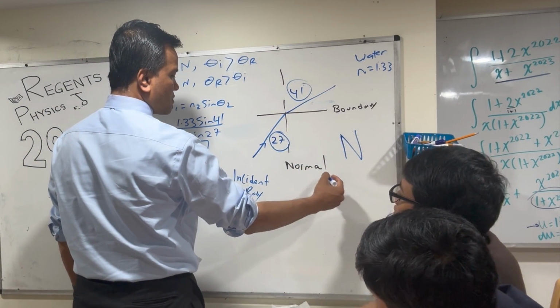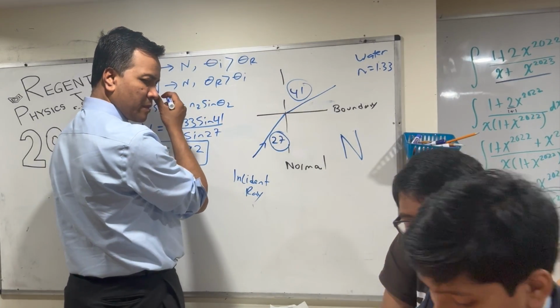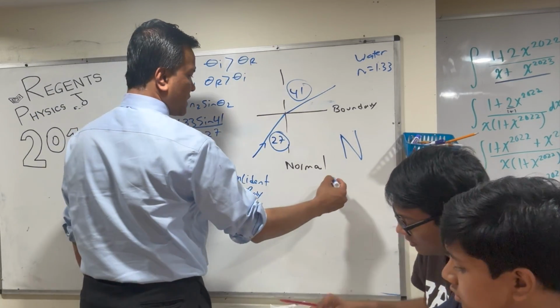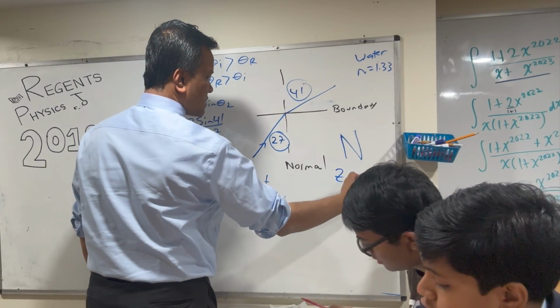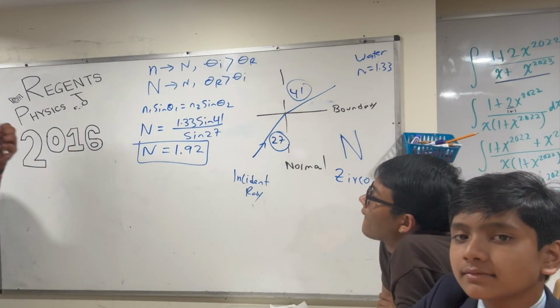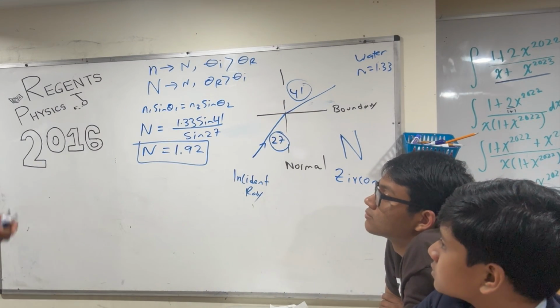Would you be able to tell me what medium this one is? That's a mineral, but we don't know. Look at page number 2 or 3. Oh, come on. 1.92 is zircon, like zirconium. Now, I have a tricky question for you guys. At what angle does zircon behave like a mirror?